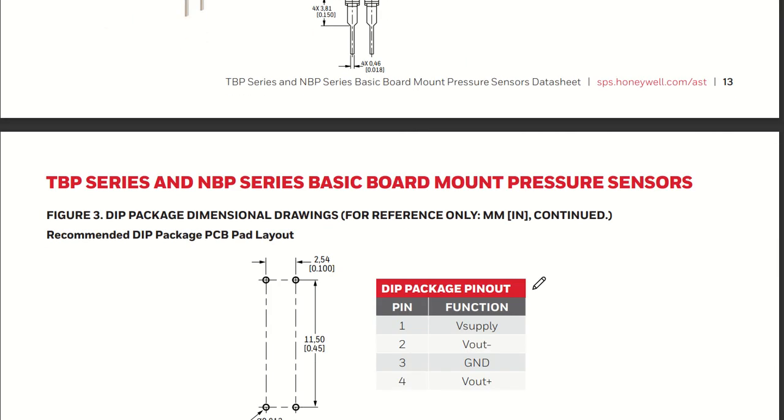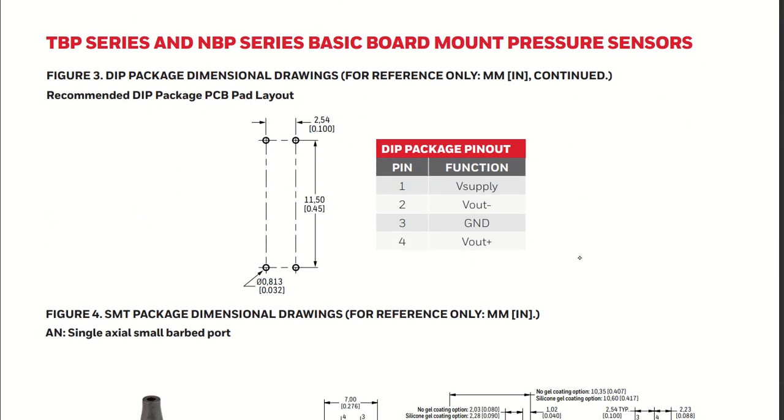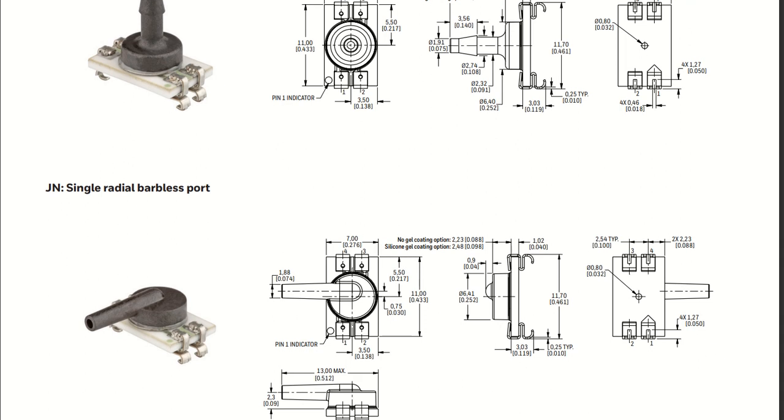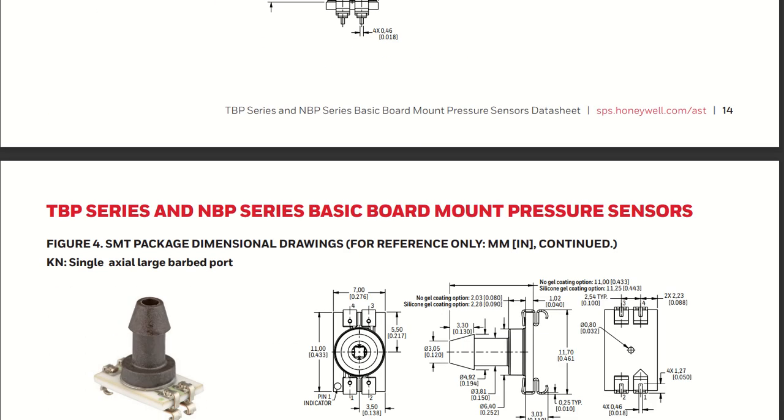So that's all. Hope you have good understanding. You can see the DIP package pin outputs. I have taken it from here, like V supply, V out minus, V out plus. This is ground. So the DIP package of the TBP series as well as the NBP series both are the same.